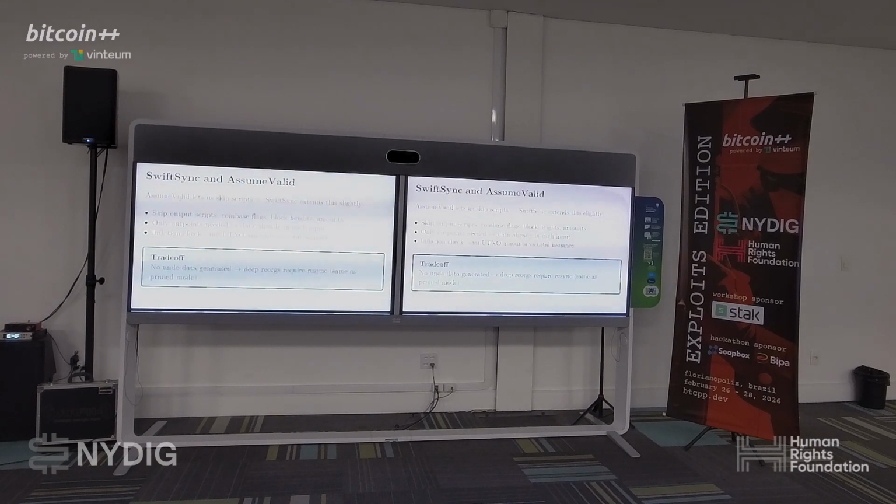If you do SwiftSync and assume valid, it means you don't verify the scripts. You assume every script is valid. You don't evaluate them. You don't need as much data, and you don't use as much CPU.